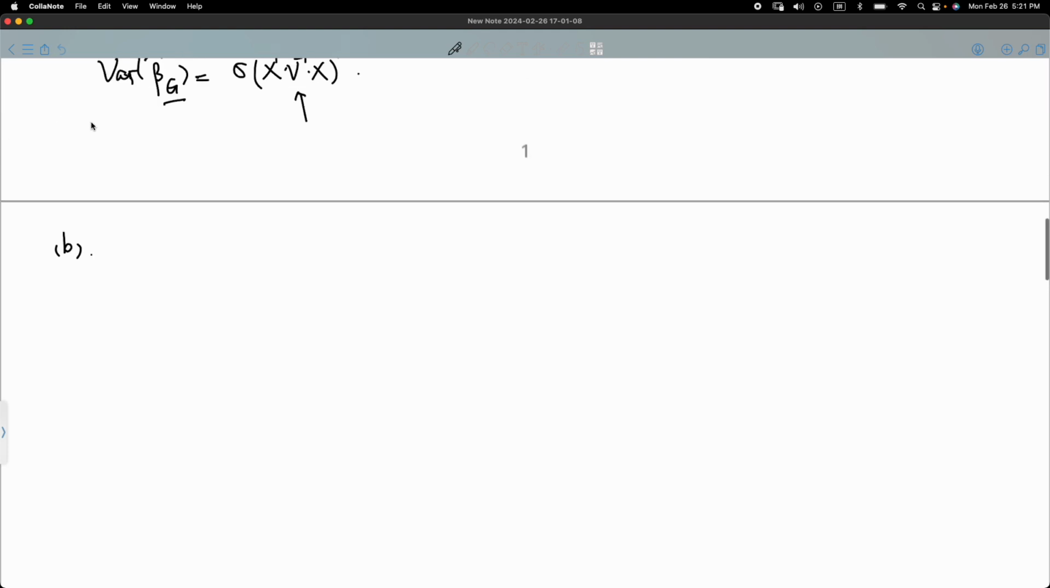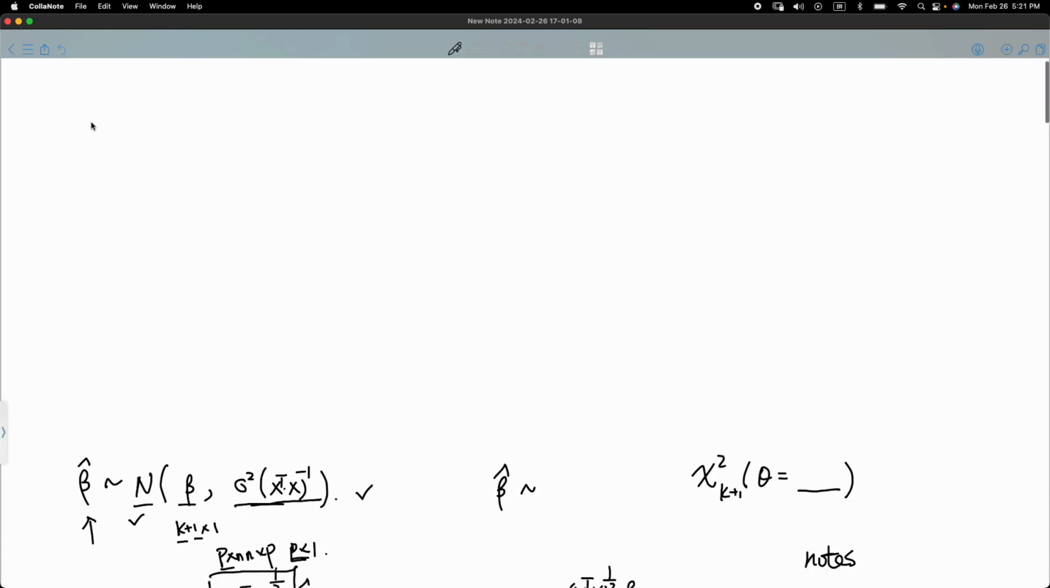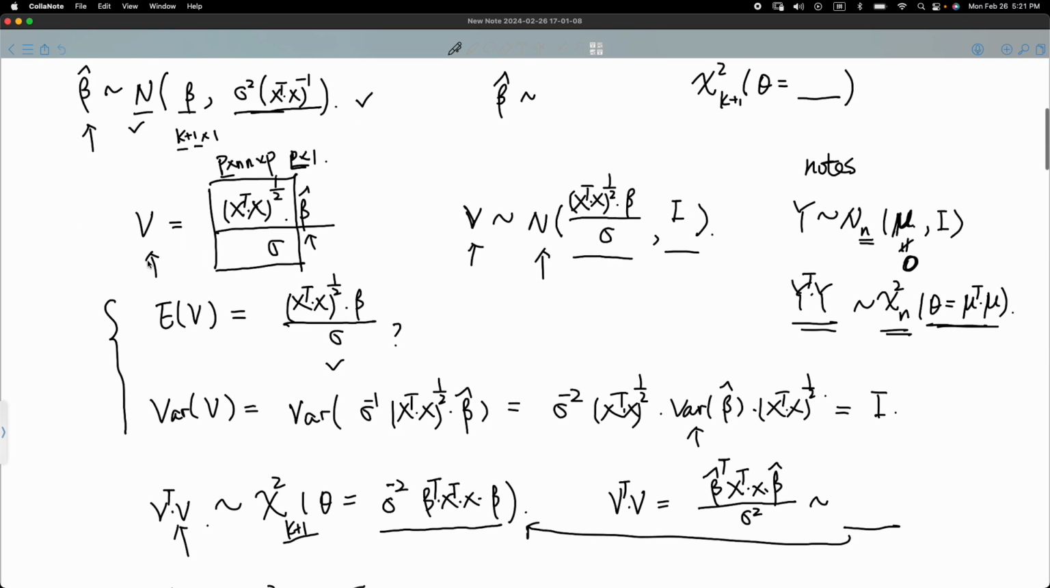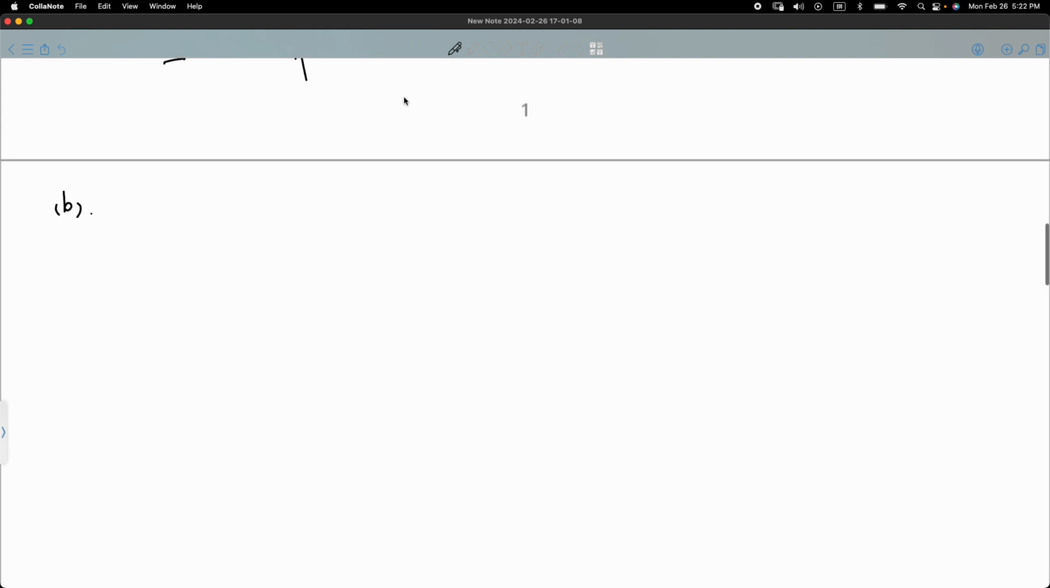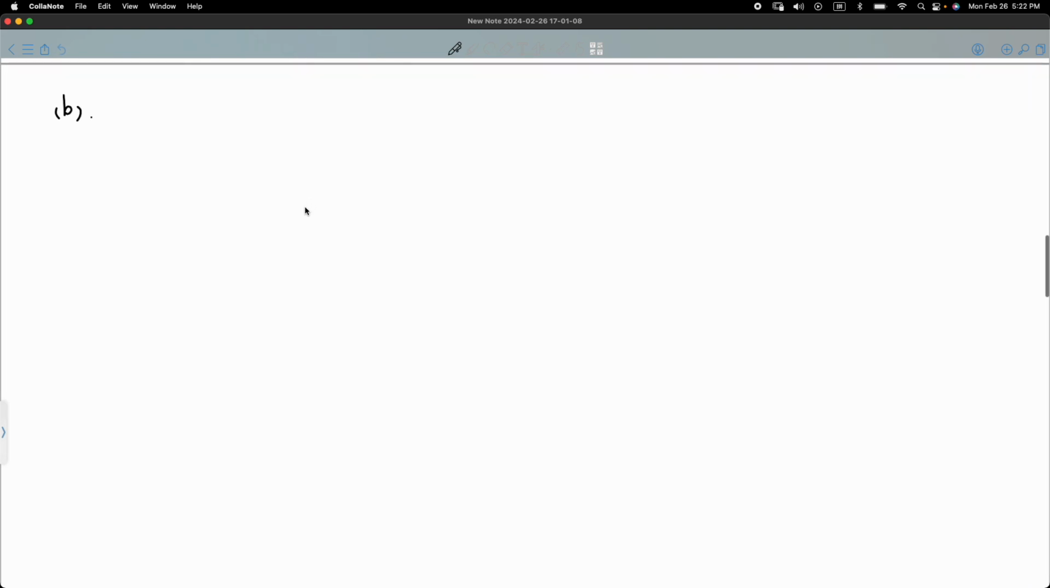Actually, it's similar to the first question. We need to perform some kind of transformation by multiplying beta g with some combination of the terms here, and then use this rule: if y follows a normal, then y transpose y follows a chi-square, either a central or non-central version. That would be the high-level idea here, except that instead of beta hat, now we are working with beta hat g.